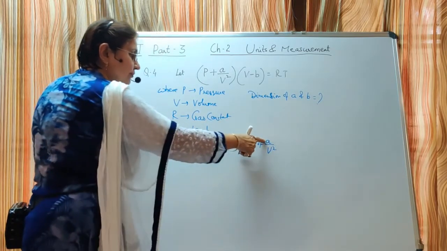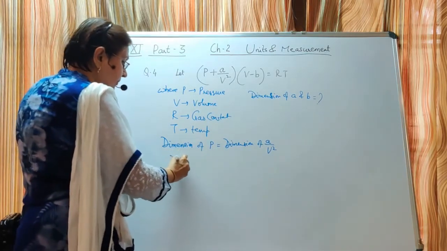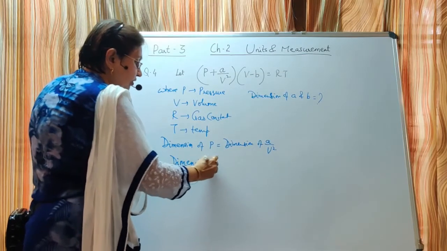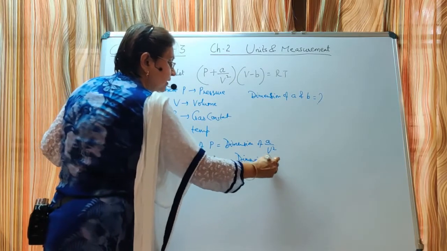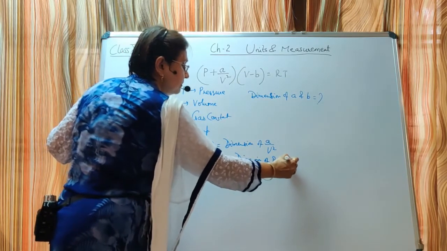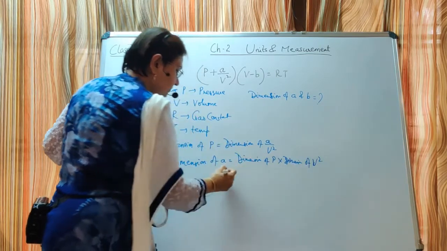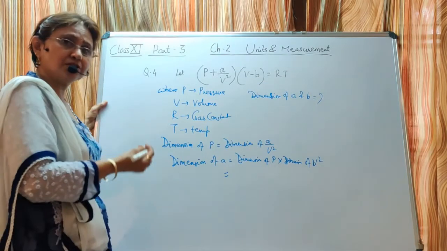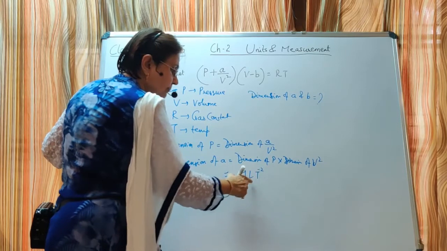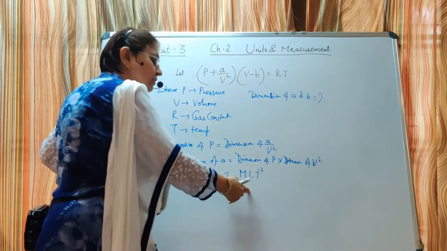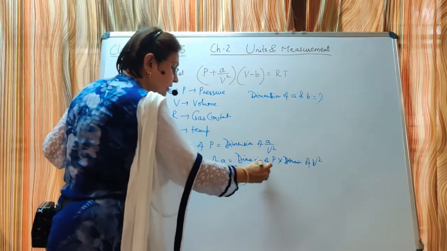So the dimension of A will be equal to the dimension of P multiplied by the dimension of V square. We know that P is the pressure, and pressure is force upon area. So its dimension is M L T raised to the power minus 2 upon L square. So L raised to the power 1 minus 2 becomes L raised to the power minus 1.